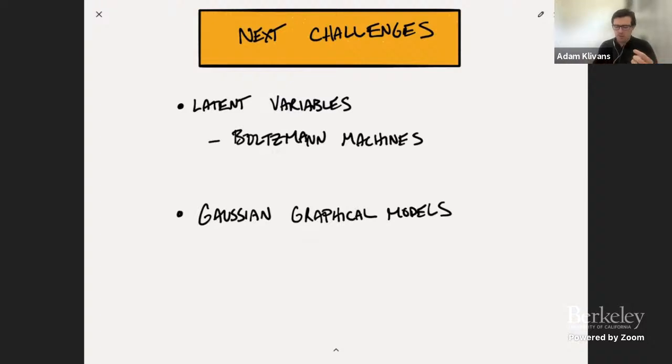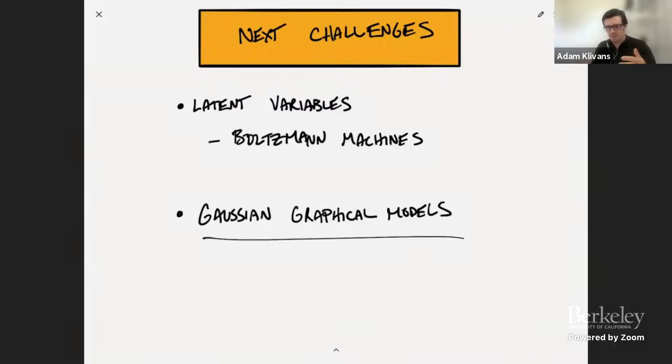And the second way you can move is, I want to handle the case of continuous values on my vertices. What if the vertices are Gaussian, and I have some arbitrary precision matrix? How can I learn the precision matrix? These are the so-called Gaussian graphical models.